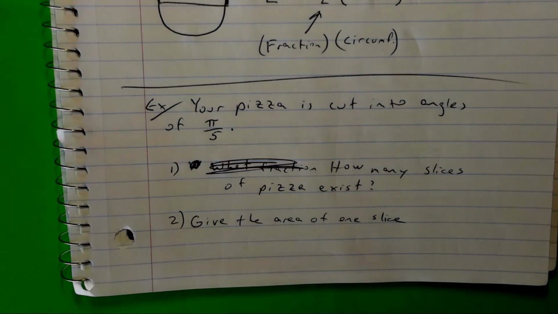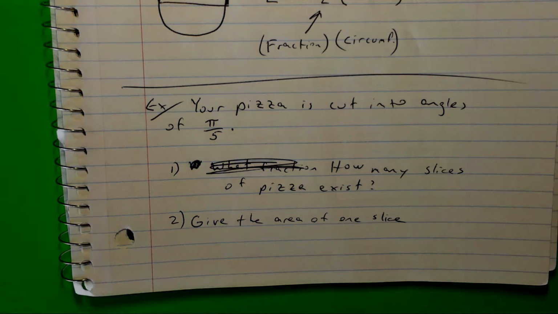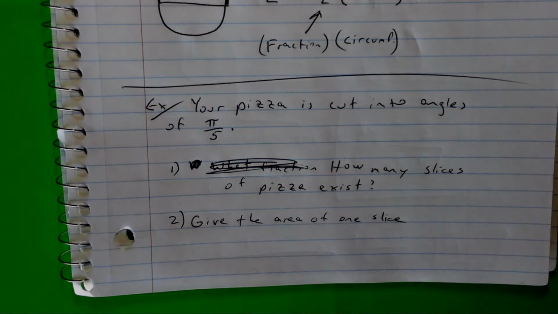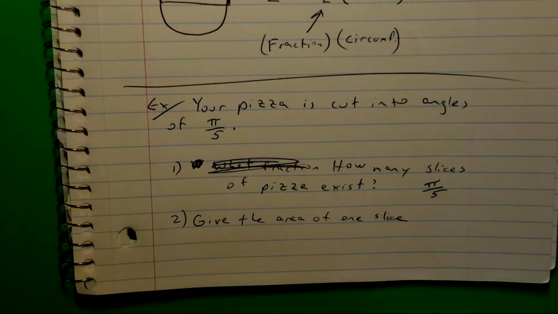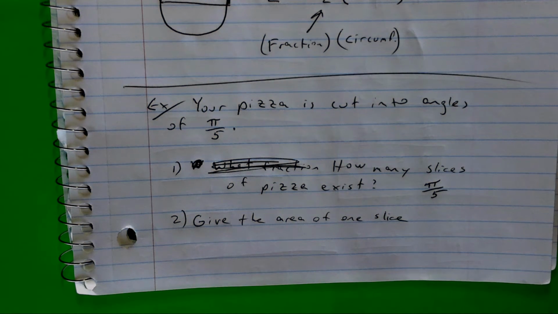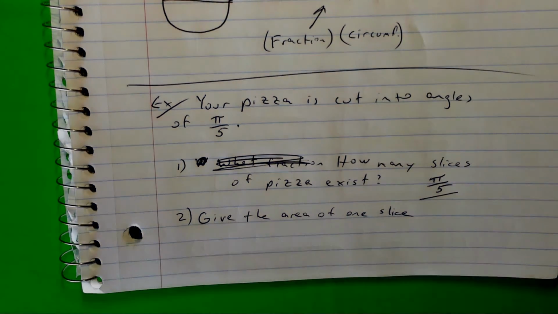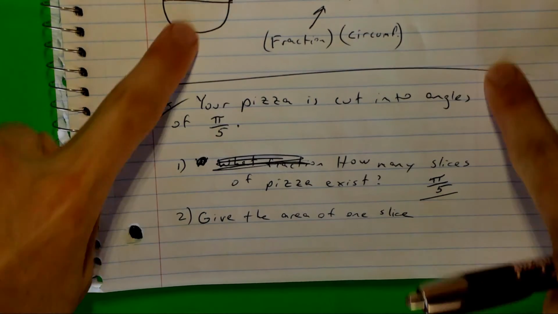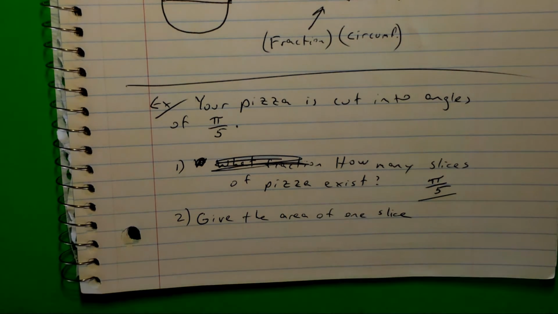So, first off, how many slices of pizza are there if it's cut into pi over 5? Now, basically what I'm asking is, what fraction of the pizza is each slice? So, pi over 5, that's my angle. How do I know what fraction of the total pizza that is? Well, easy way to do it, I'm going to make it a fraction. How many radians, because this is in radians, are in the total pizza? Hint, it's a circle. Not a calzone. Yeah, there are 2 pi.